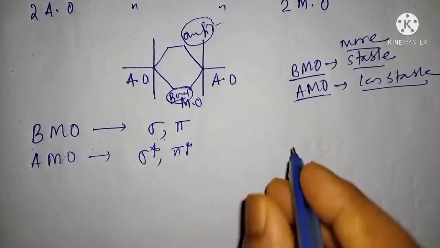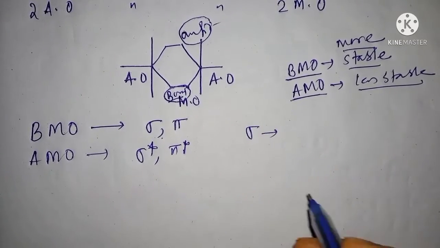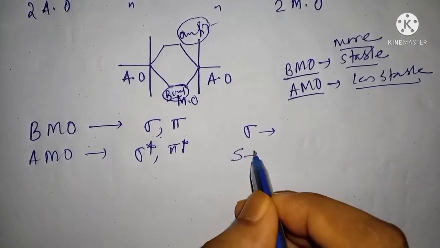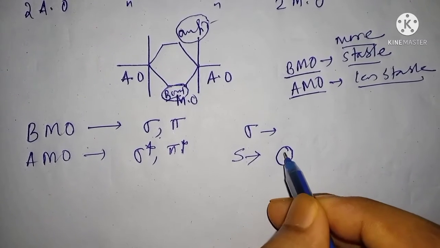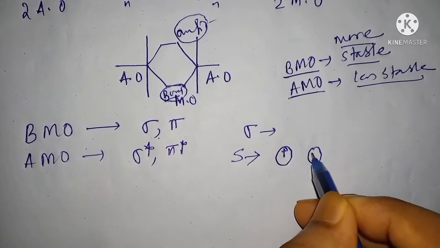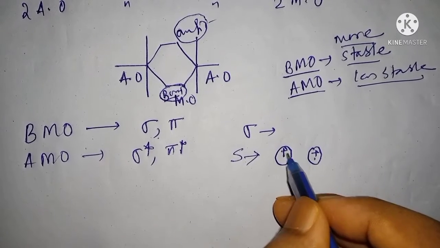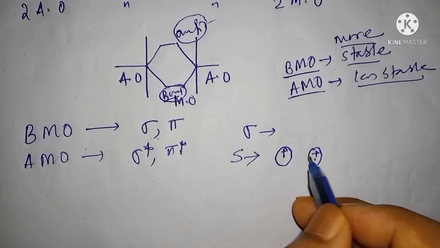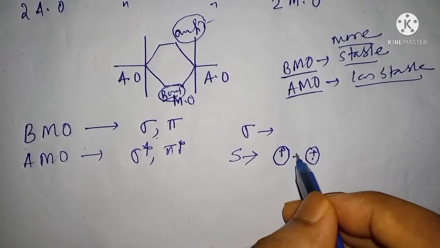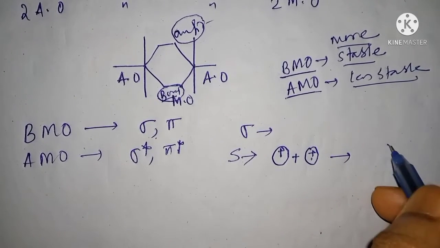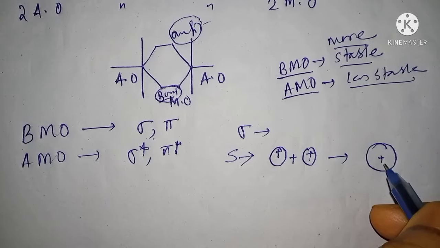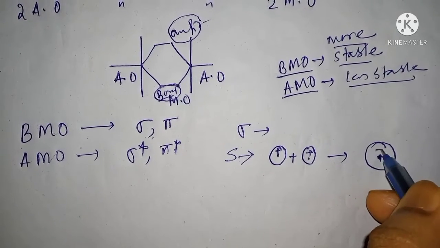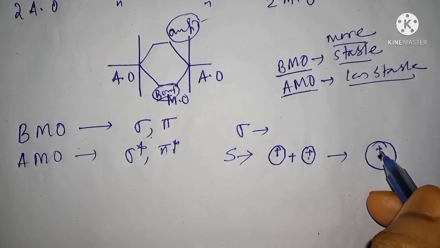What is sigma? Sigma is formed when, suppose, s orbitals, which are spherical in nature, overlap. Suppose this is positive and another is positive. Positive means same phase, not the sign. So two same phases combine to form another orbital. This is the bonding molecular orbital, with the nucleus here.